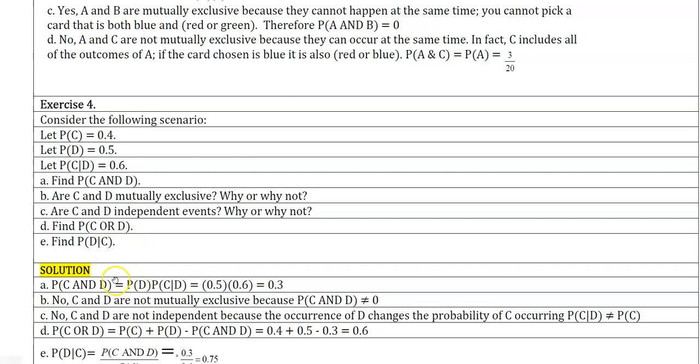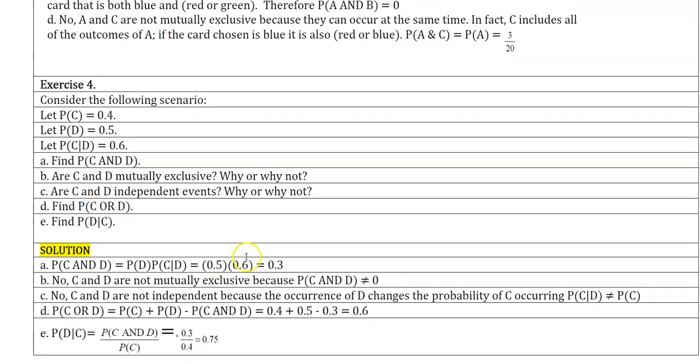And there are 2 ways to write this formula. Let's write it in terms of the probability of C and D, and that's equal to the probability of D times the probability of C given D. Both of those probabilities are given in the scenario up here. The probability of D is 1/2. The conditional probability of C given D is given to us to be 0.6. So when we multiply these 2 numbers together, we get 0.3. Okay.